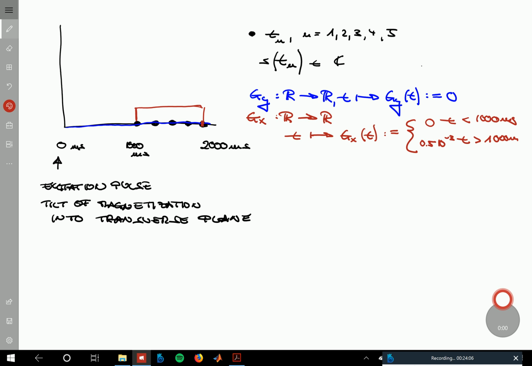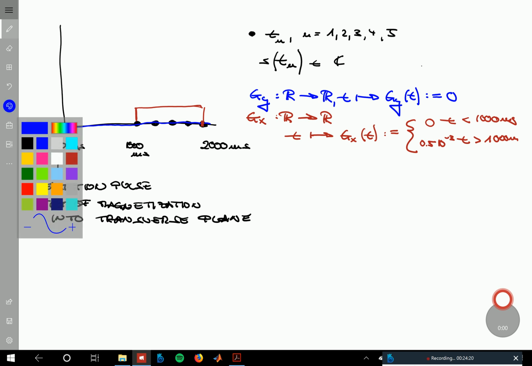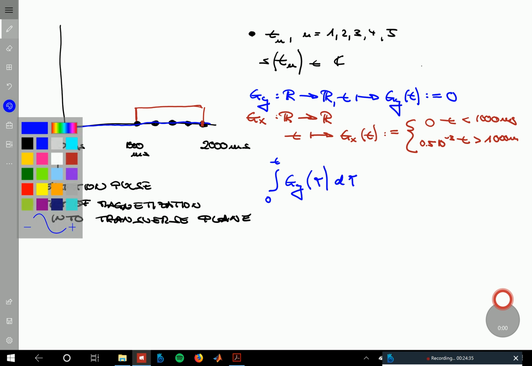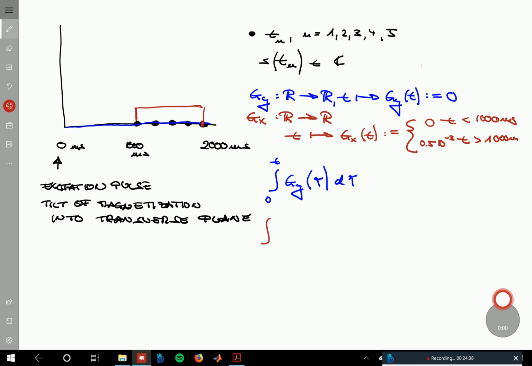So the Y gradient doesn't do anything. The X gradient is turned on at 1000 milliseconds and then stays on until the last data point is acquired, and then the whole thing is over and the next excitation pulse comes. What we have to talk about are the time integrals of these functions. So the integral from 0 to t of gy, and the integral from 0 to t of gx.